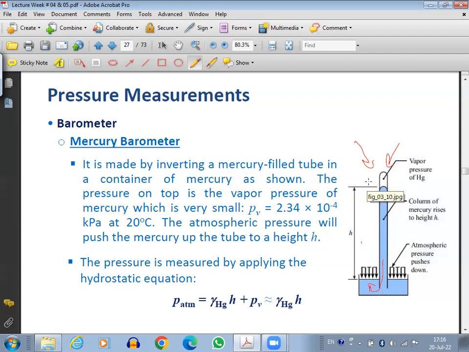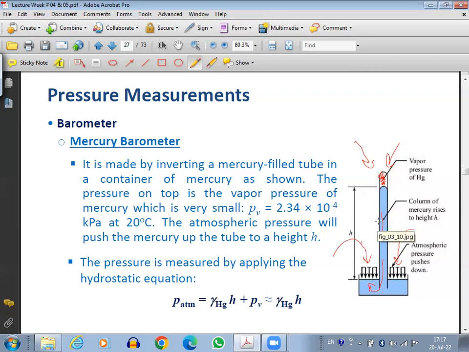Now I have this glass column and I flipped it, or turned it upside down. Mercury should fall down because of its weight. But as the mercury starts going down, I have vacuum inside the glass. Outside, however, I have atmospheric pressure, so atmospheric pressure pushes the mercury in the container down so that some of the mercury enters back into the column.